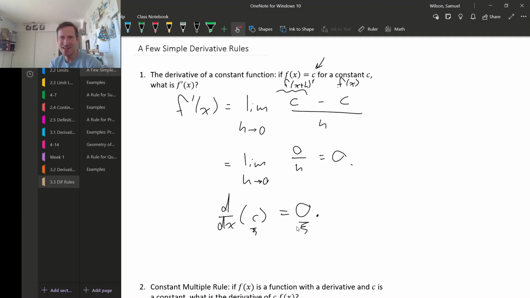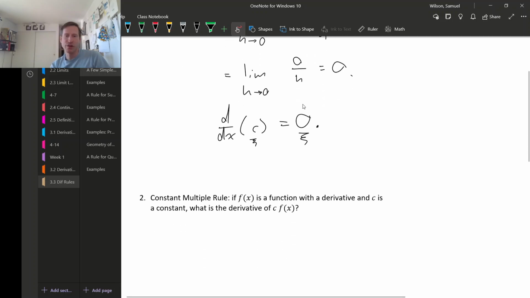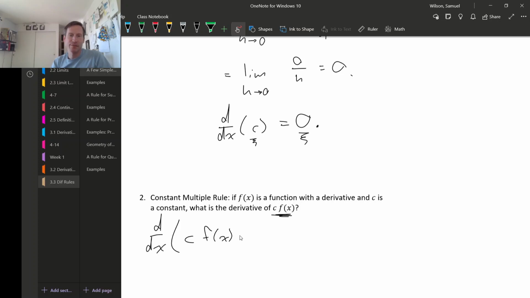So anytime we take a derivative of just a constant, we get 0. Let's look for other simple cases where we can get derivative rules. How about if we have a function that has a derivative and it's multiplied by a constant? So what is the derivative of a constant times the function? I'll use Leibniz notation this time. So we're looking for the derivative of c times f of x.